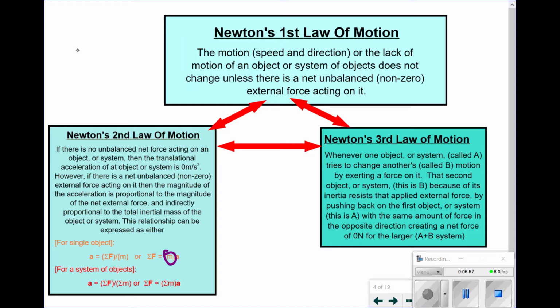There still needs to be an external force on the system for there to be a change in motion for the system. However, these two forces between A and B have to always cancel out because the reaction is the attempt to resist change in motion.